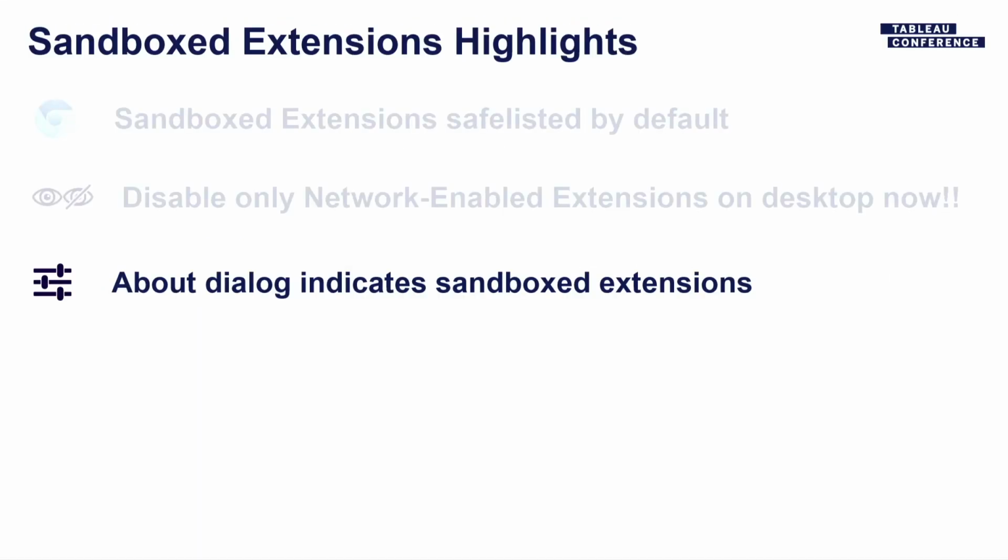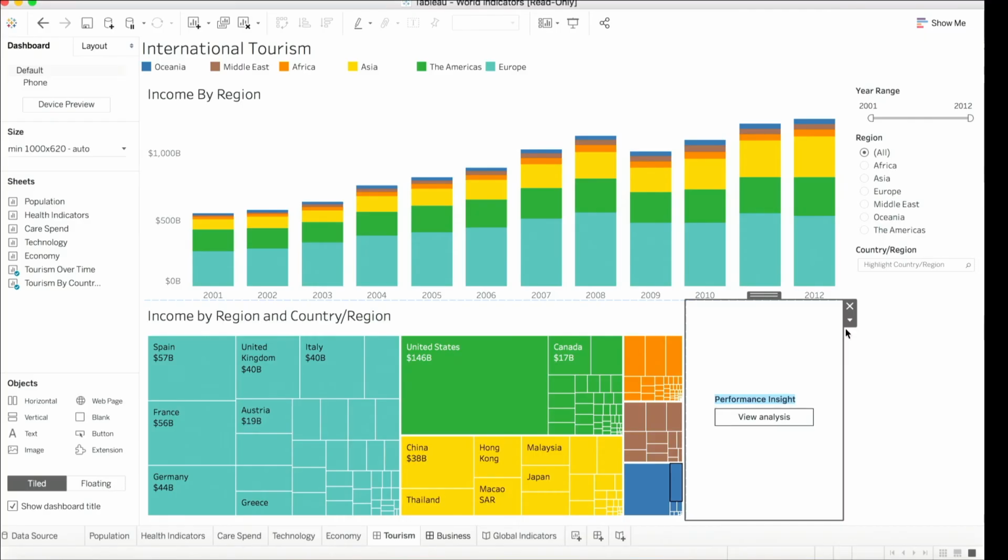And next up, okay. We talked about what you can control in desktop and server. How about how do you identify a sandbox extension? Let's say you have a dashboard that has an extension in it, and you want to know if it's a sandbox extension or not. How do you do that? I'm going to walk you through a very familiar flow, and we have a little bit of small tweaks here and there which should help you identify what an extension is.